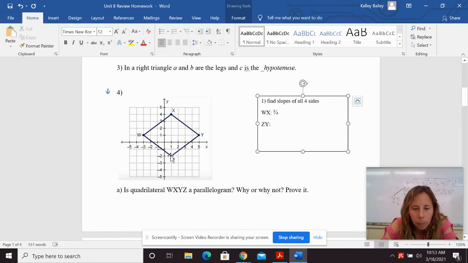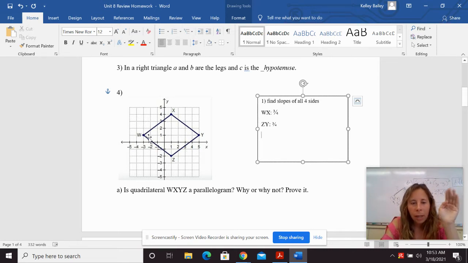Let's see, from Z to Y, I'm going up 1, 2, 3. I'm going up 3. And I'm going over 1, 2, 3, 4. So I go up 3, over 4. So they are, in fact, the same. They have the same slopes. So these two lines are parallel to each other. We just proved that by finding the slopes. Parallel lines have the same slopes. They are parallel because they have the same slopes.